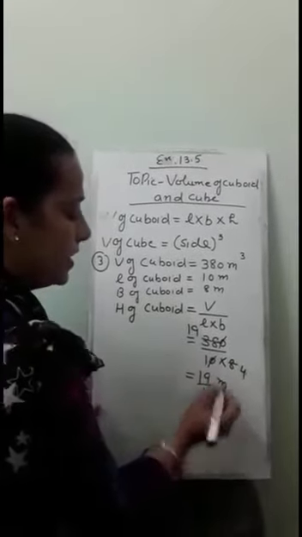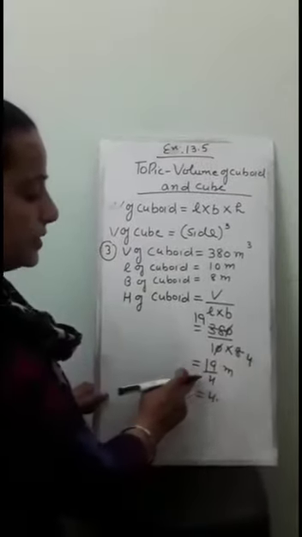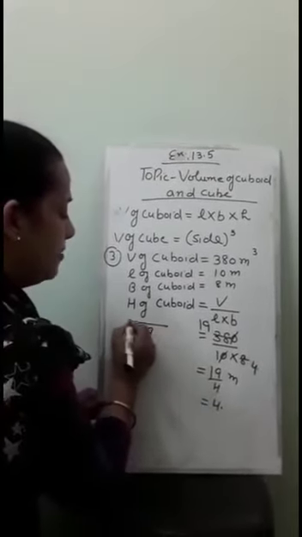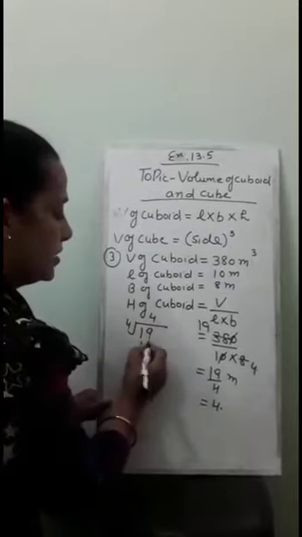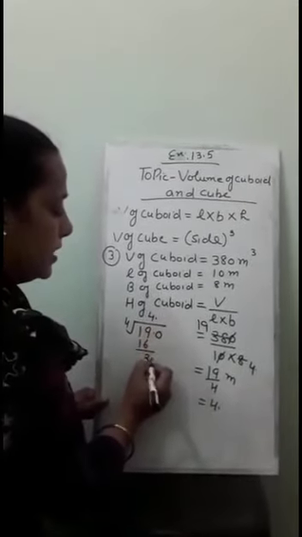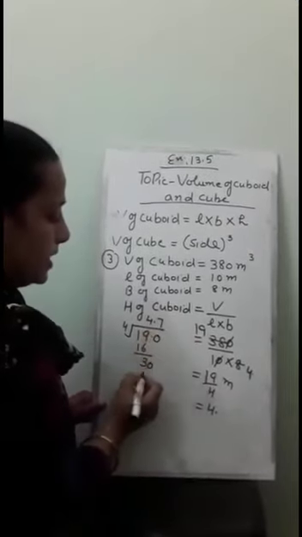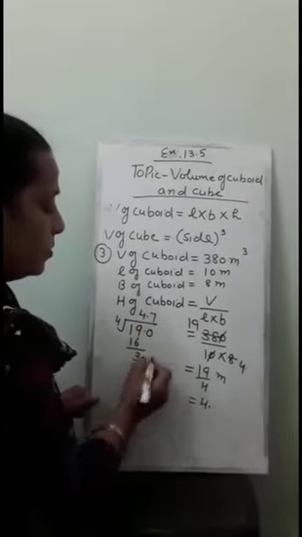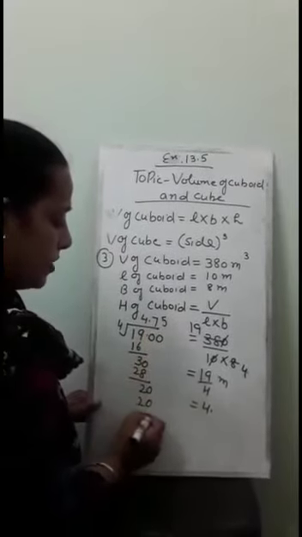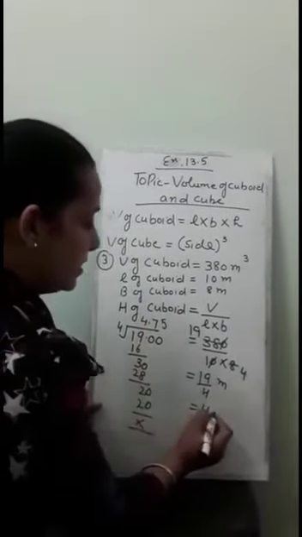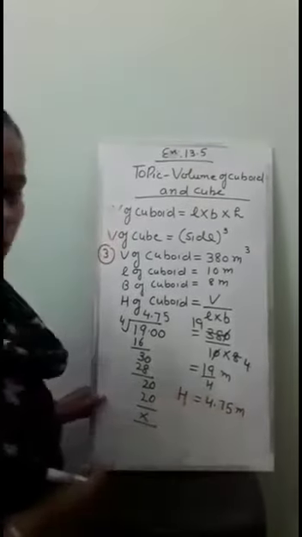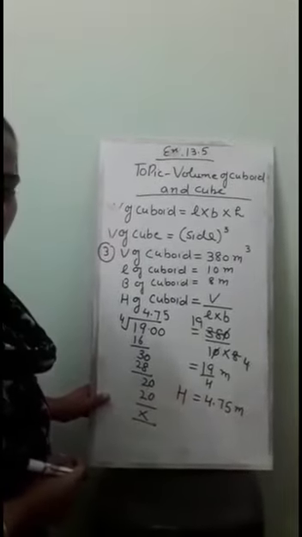When 19 is divided by 4, 4 4s are 16, remainder 3. Decimal 0, 30, 4 7s are 28, this is 2, 0, 4 5s are 20. So your answer is 4.75 meter. This is the height. Is it okay? Is it clear to all?